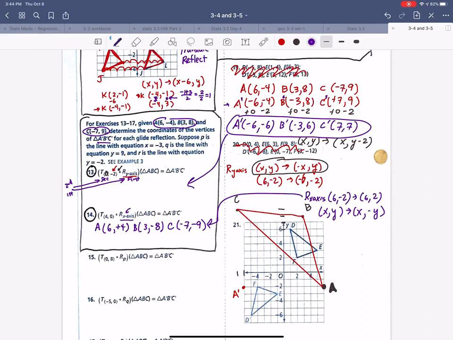Now it's asking me to translate 4. So that is the rule where I add 4 to the x, but don't do anything to the y. So I could think of that as just y plus 0, or just y. Nothing changes in the y. So add 4, but add nothing. So my new coordinate is 10, 4. 7, negative 8. Negative 3, negative 9.